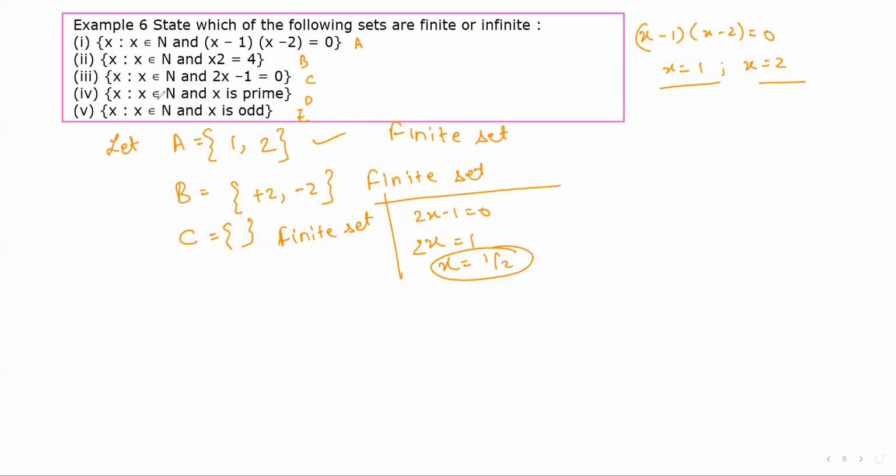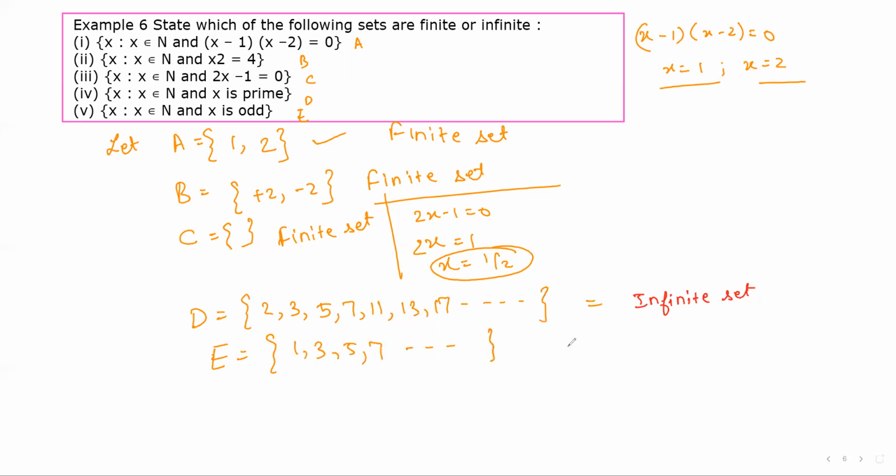Next, x belongs to natural numbers and x is prime. Now, when you say x is prime, there are infinitely many prime numbers: 2, 3, 5, 7, 11, 13, 17, and so on. So this is an infinite set. Next, x belongs to N and x is odd. Again, for E as well, you can have odd values, which means 1, 3, 5, 7, and so on. This is also an infinite set because there can be infinite values in this set.